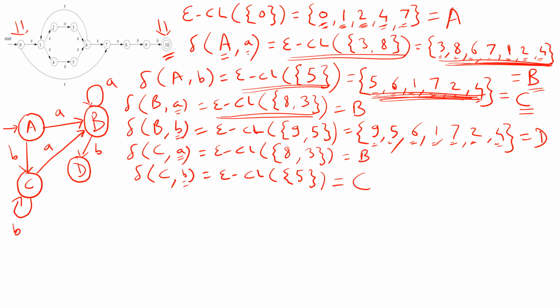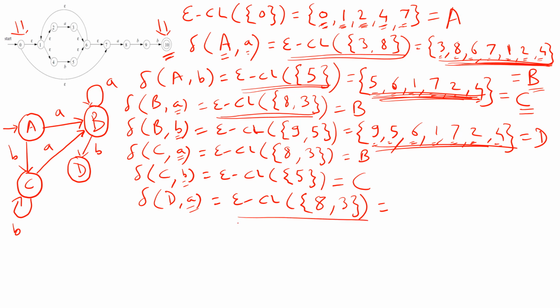Okay. Then we will calculate it for DA, which is epsilon closure of something. So what is that? Now D contains this whole thing, right? Input alphabet is A. 9A, no. 5A, no. 6A, no. 1A, no. 7A takes you to 8. 2A takes you to 3, 4A takes you nowhere. And we have already calculated epsilon closure of 8, 3, which is B. So DA takes you to B, right?